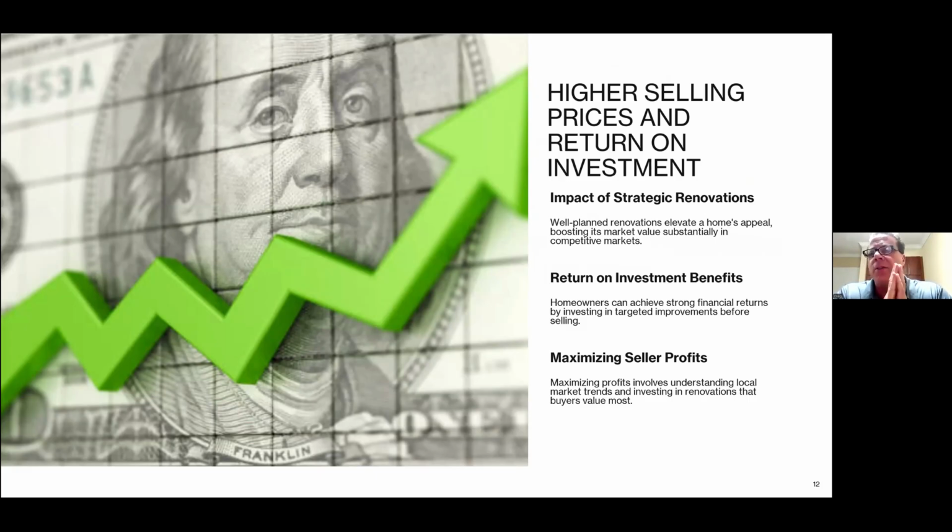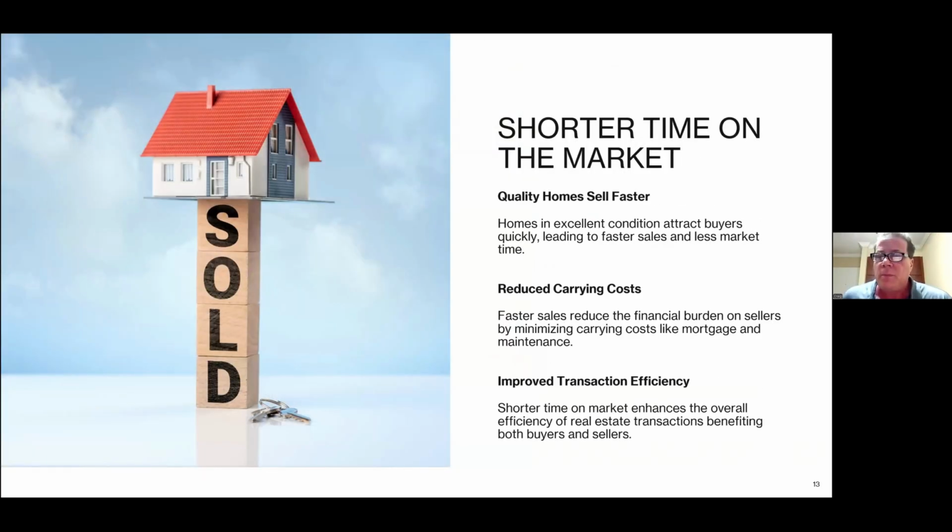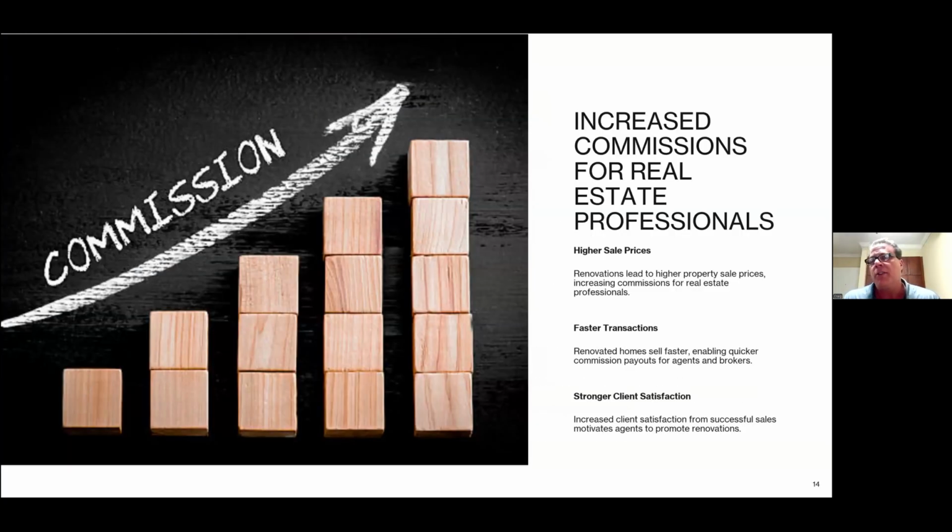You want to update those features and options so that the new buyer coming in knows they have minimum out-of-pocket expenses when they go into the house. This will increase the return on investment for the seller. It also gets you guys a bigger commission in the sale. Quality homes sell faster. We reduce the carrying costs and improve transaction efficiency, which increases profits for everybody else. You make bigger commissions.